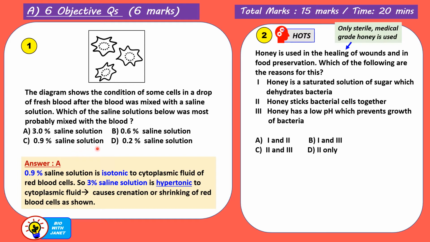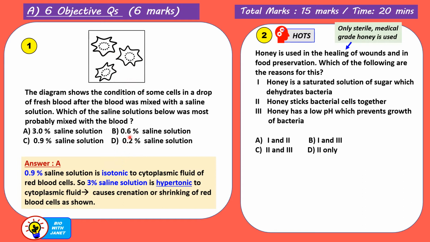In a 3% saline solution, which is hypertonic to the cytoplasmic fluid of red blood cells, water will diffuse out of the red blood cells by osmosis and cause the red blood cells to lose water and undergo crenation or shrinking, as we see here. The star-shaped structure here shows that they have undergone crenation.